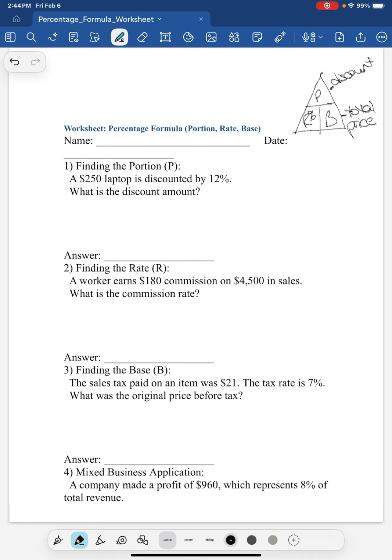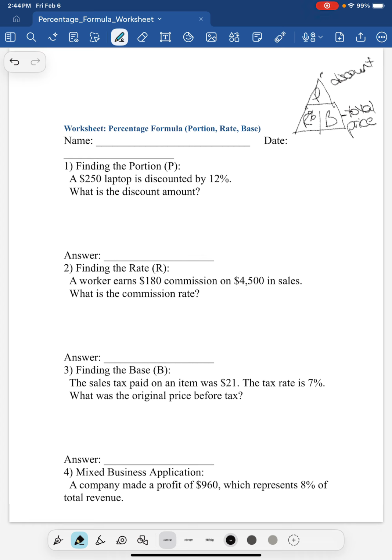Now, what you can do with these triangles is cover up the part you're looking for. Let me erase that so I can draw it back. If you cover it up with the triangle, then it shows you your problem, what you need to do. You just need to multiply rate times base to get portion.